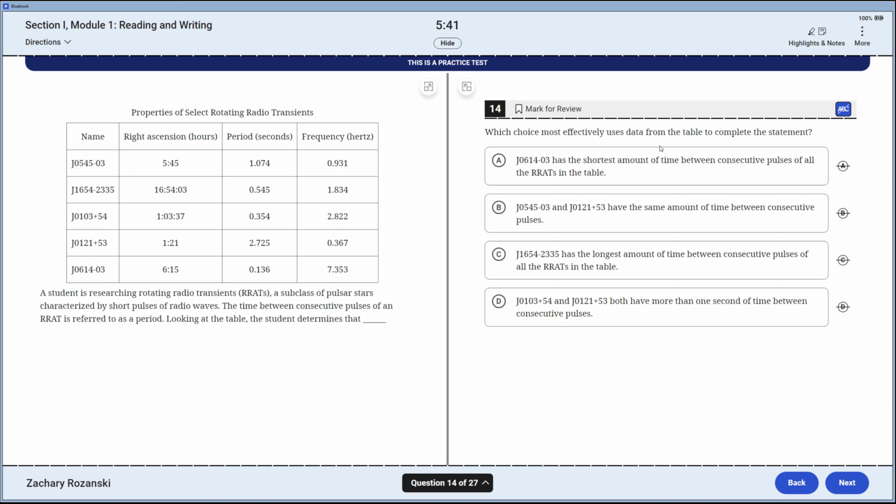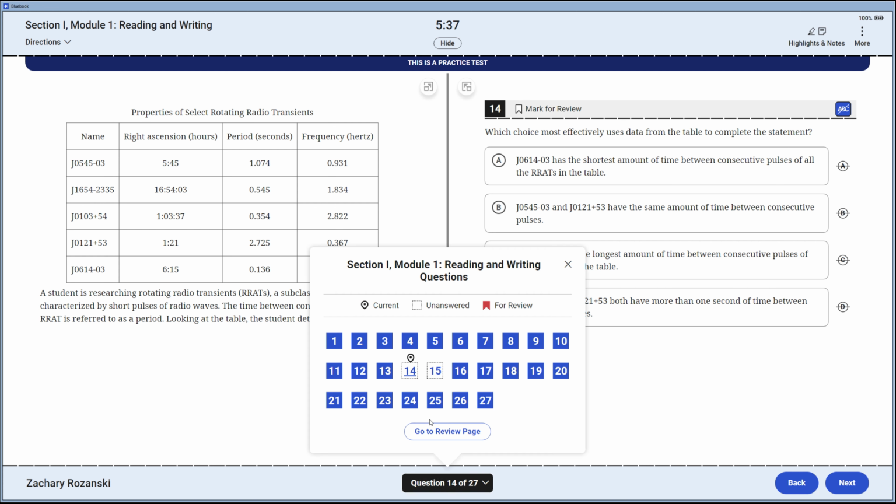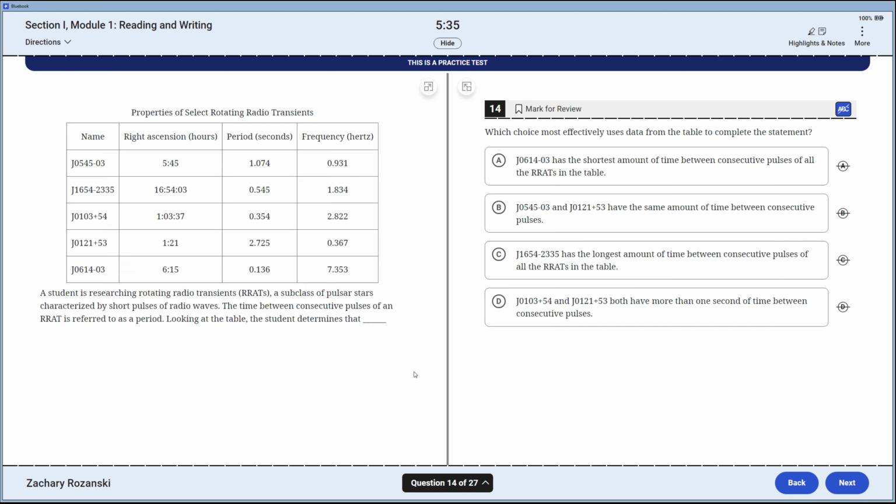We want to use data from the table to complete the statement. Oh, we have 2 questions. I was panicking. No reason to panic. So we'll take our time. The time between consecutive pulses of a rat is referred to as a period. Looking at the table, the student determines what? Which one? 6:14:03 has the shortest amount of time between consecutive pulses.